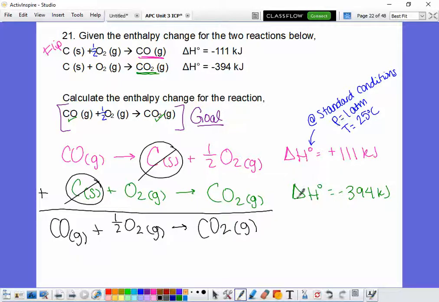Okay? So we're going to take 111, positive 111, and add it to negative 394. Yes, what was your question? Oh, yeah, they can both be negative.